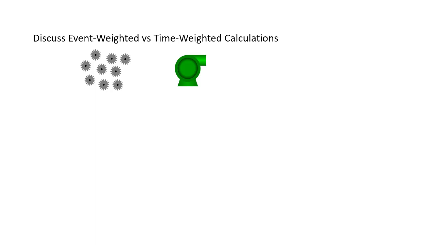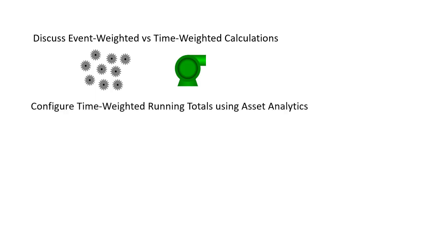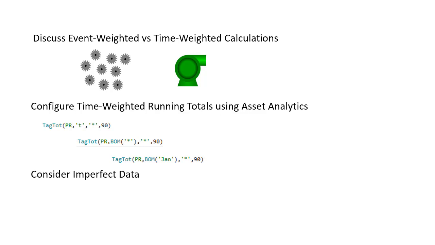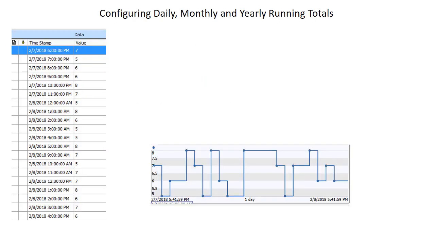These are known as event-weighted versus time-weighted calculations. This video will discuss the differences between these two, but we'll focus on configuring the daily, monthly, and yearly running totals for the time-weighted case. There's a separate video for configuring the event-based scenario. We'll finish up by improving our solution by considering how digital states such as I/O timeout or shutdown events affect our calculations. Let's start by discussing how our incoming data affects time-weighted versus event-weighted calculations.